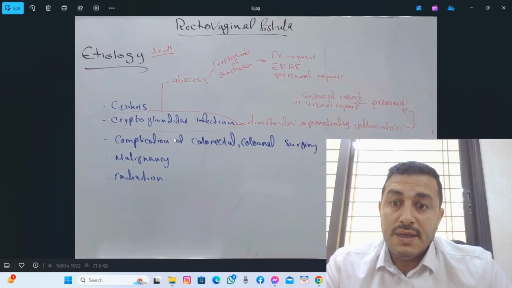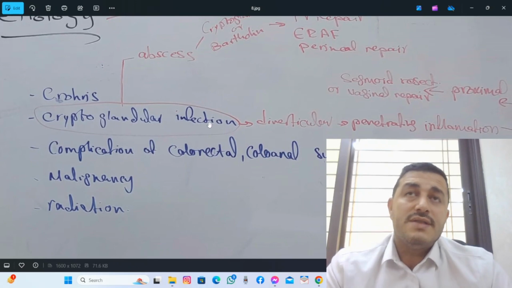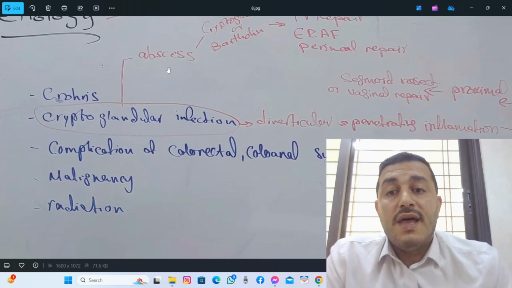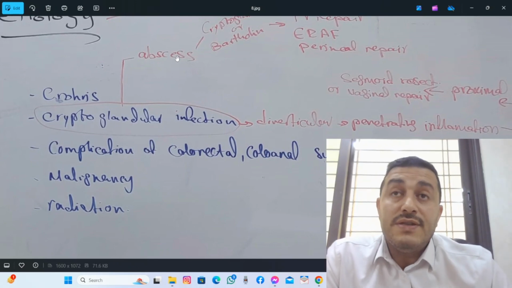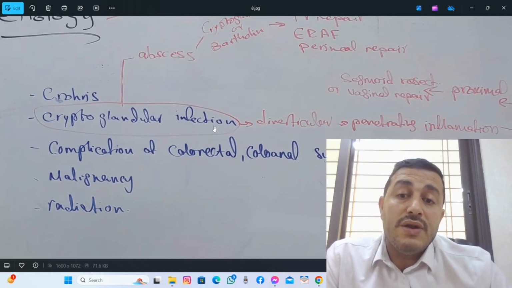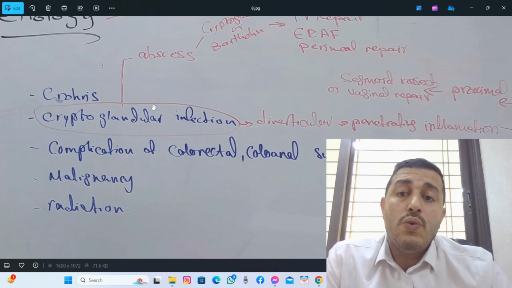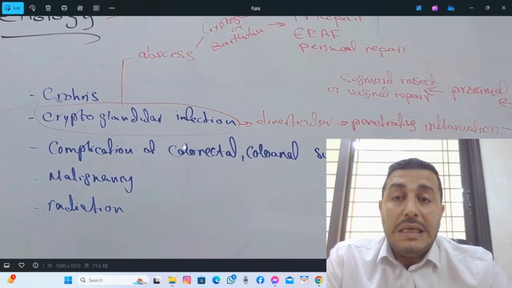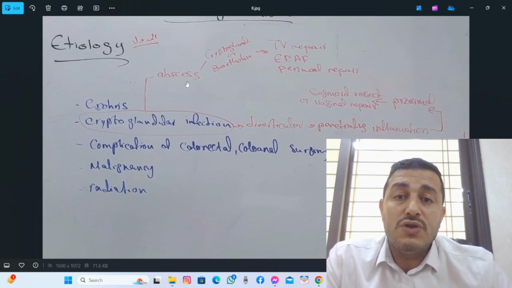let's move a little bit. Cryptoglandular infection, we talked about abscesses and fistulas, and we said that 90% are due to cryptoglandular infection. These are glands with a crypt in the intersphincteric space. So abscesses actually can be cryptoglandular or a Bartholin cyst infection that can present near the vagina.